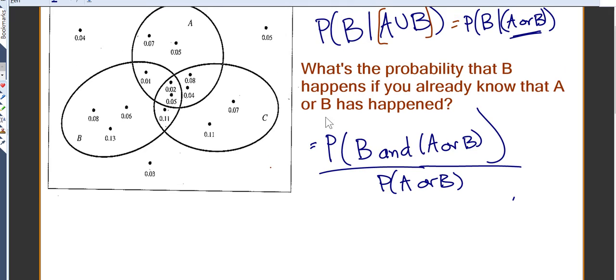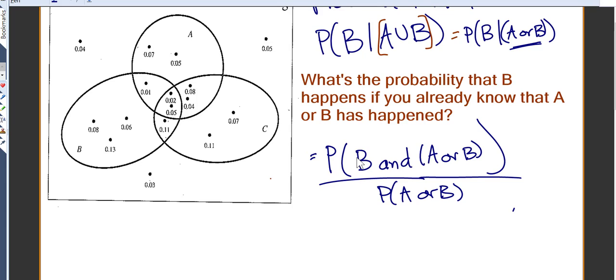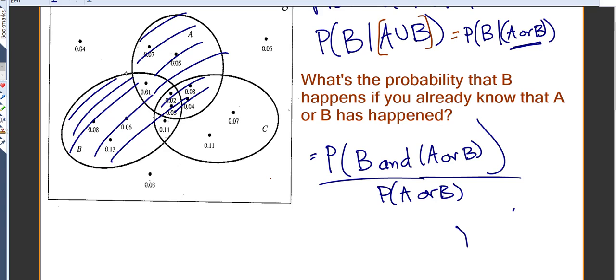Now for this part on top, we don't have formulas to figure it out. You have to use logic. If you're thinking of the intersection, what would it be for B and A or B? A or B would be everything in here, but you have to intersect that with just B. So what do you have left? You just have B. If you have B and A or B, the only place where they're both happening is in B. So this just equals the probability of B over the probability of A or B.